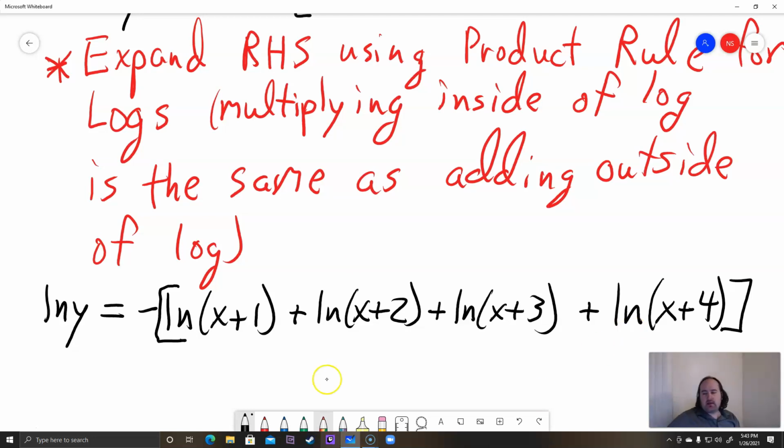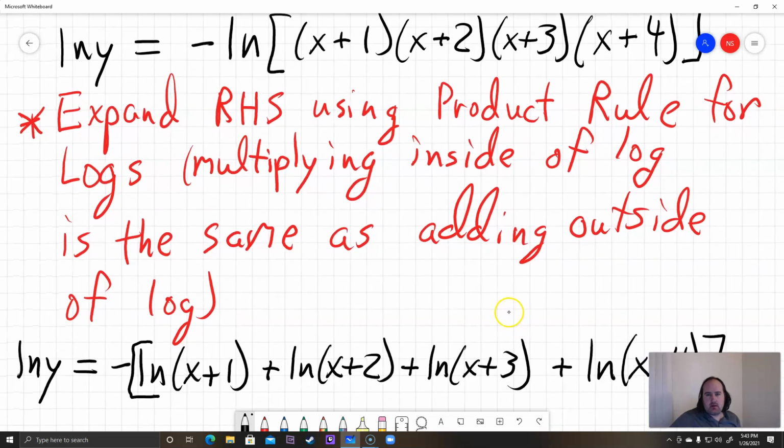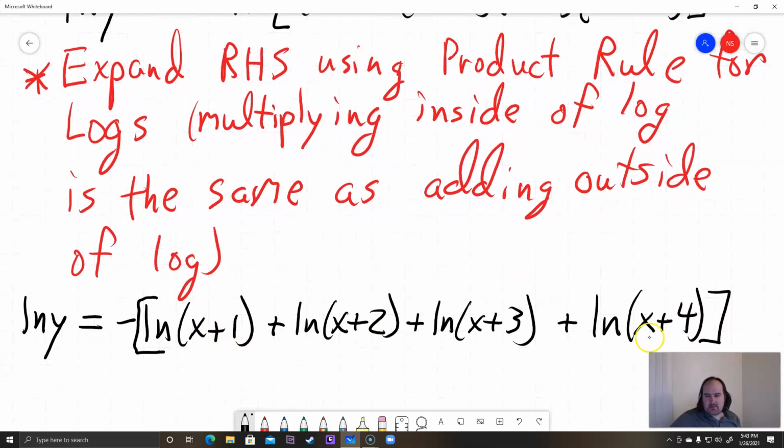Okay, so what we're doing here is we took all these things multiplied together inside the logarithm, and then we used the product rule for logs to expand it. So we added all the logarithms on the outside, which is the same as multiplying the x plus 1 times x plus 2 times x plus 3 times x plus 4 on the inside. Okay? So we expanded that, and don't forget we still have a minus out front, so I put brackets around the whole thing. And obviously we're going to have to distribute that minus before we can take our derivative. So that's what we're going to do next.